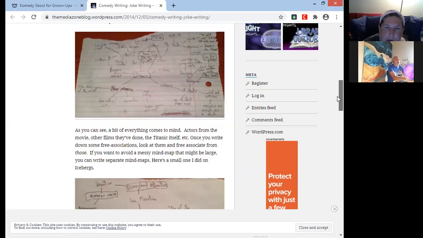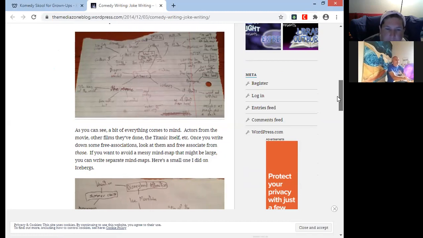Okay, so then there's the picture we look at. I see Titanic circled in the middle with different free association words, outer page there. As you can see, a bit of everything comes to mind. Actors from the movie, other films they've done, the Titanic itself, etc.